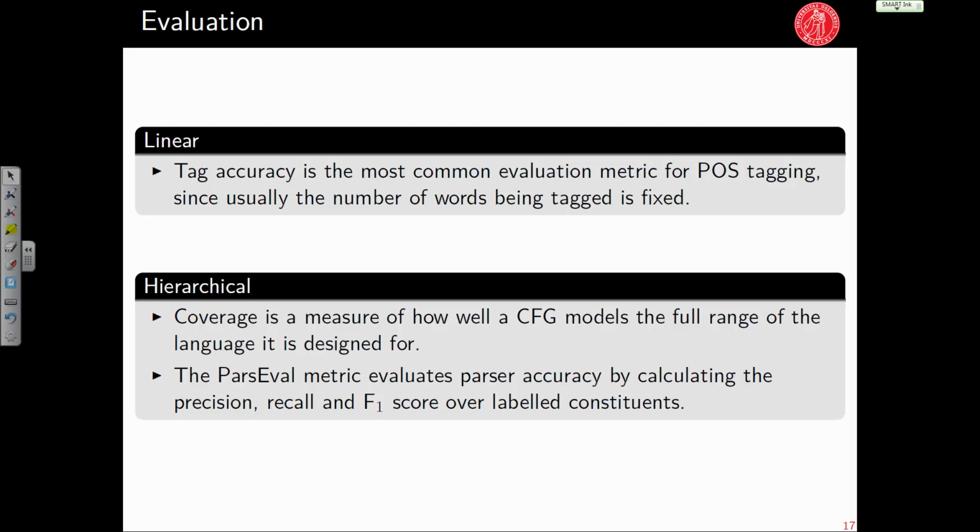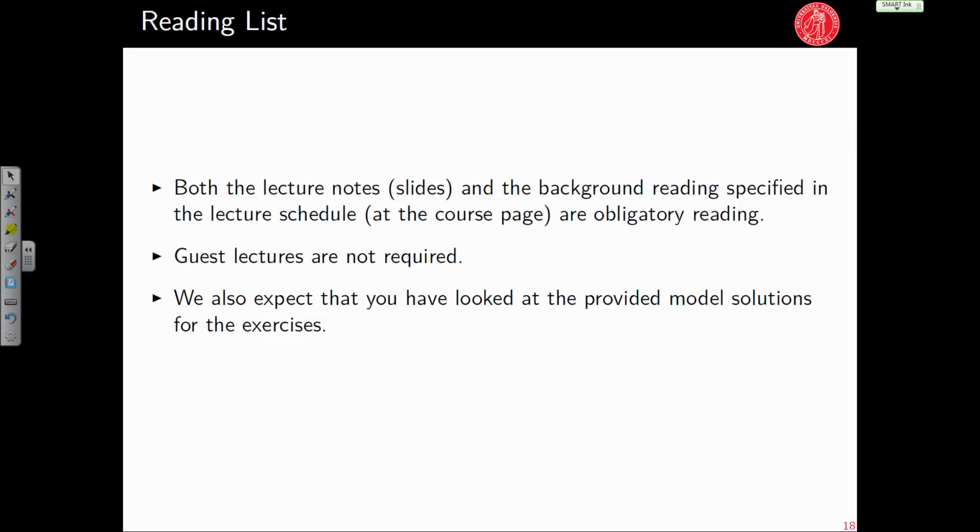Very quickly again, evaluation. We had to introduce different types of evaluation metrics for linear and hierarchical structures. Accuracy, that we already know, and for hierarchical we just focused on parse-eval, but we could also talk about coverage, the ability of a parser to actually build a structure. Sometimes it will just fail. I don't think we looked at coverage.